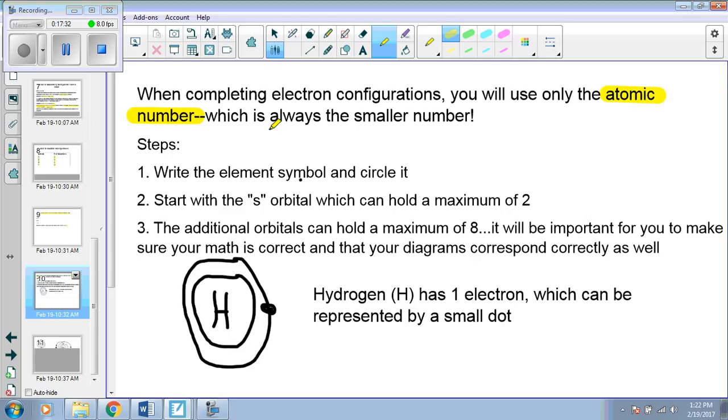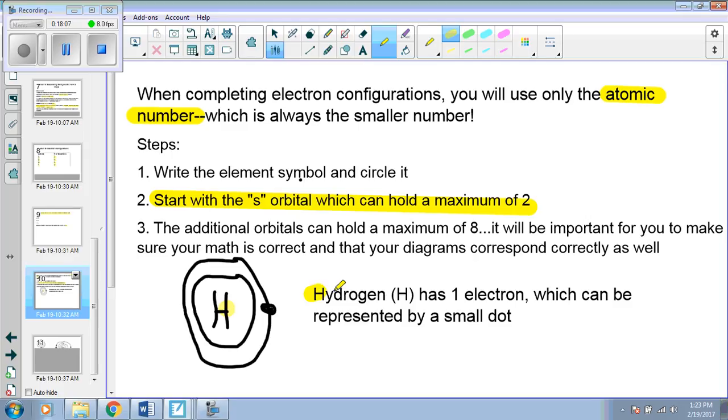So the steps in order to complete electron configurations for the course, you're first going to write the element symbol and circle it, which is what I've done here with hydrogen. And then I'm always going to start with that s orbital. You can't just skip over it. For whatever reason, you can't skip over it and go to the p orbital and just start placing 8 electrons within. So what's going to happen is, keeping in mind, you're going to start off with that s orbital, which can hold a maximum of 2.